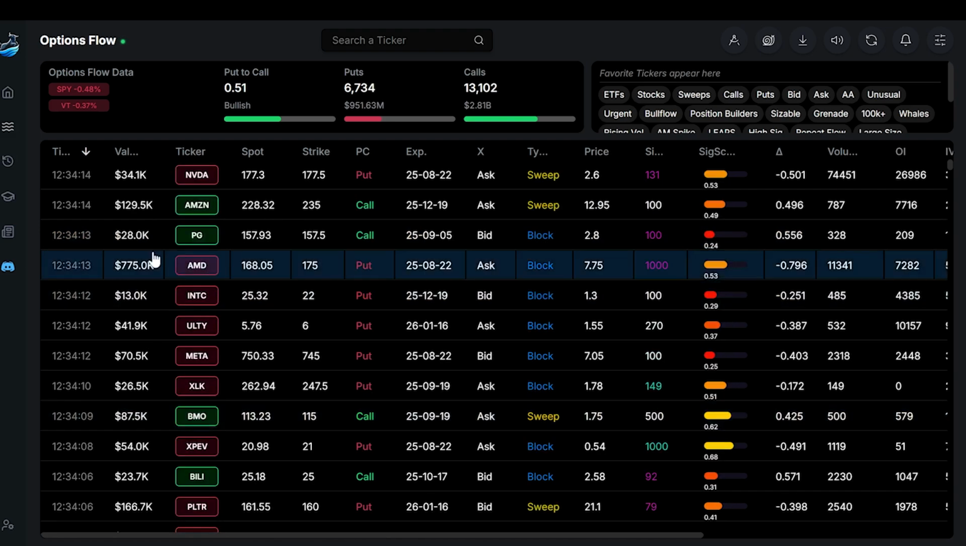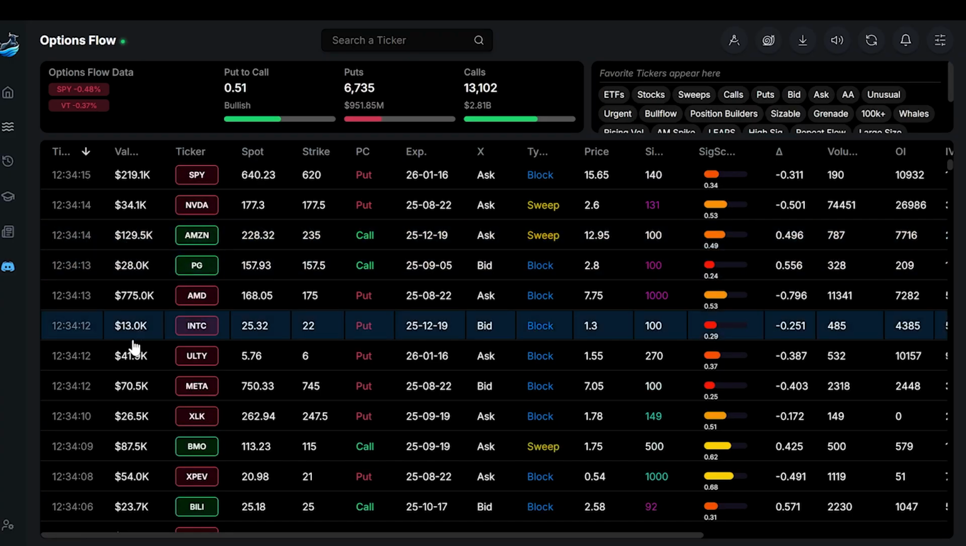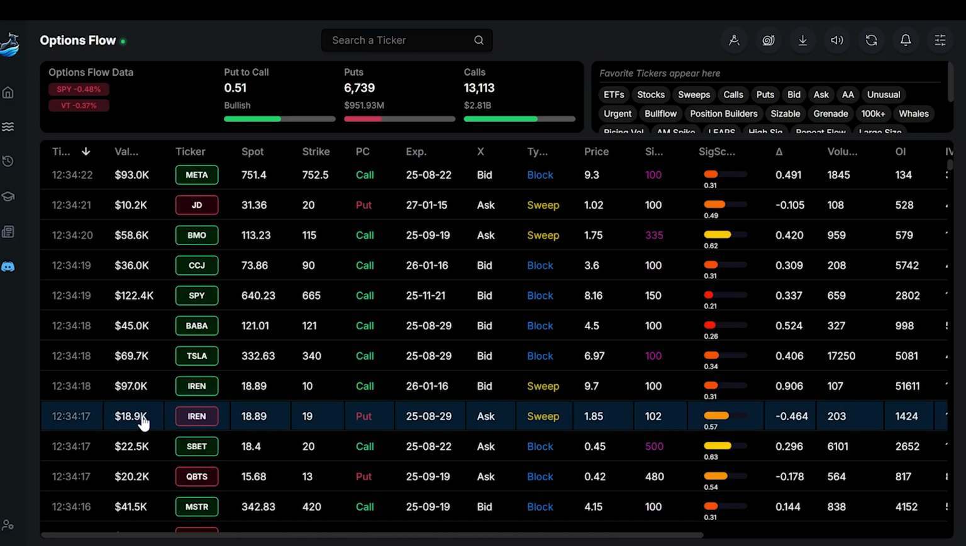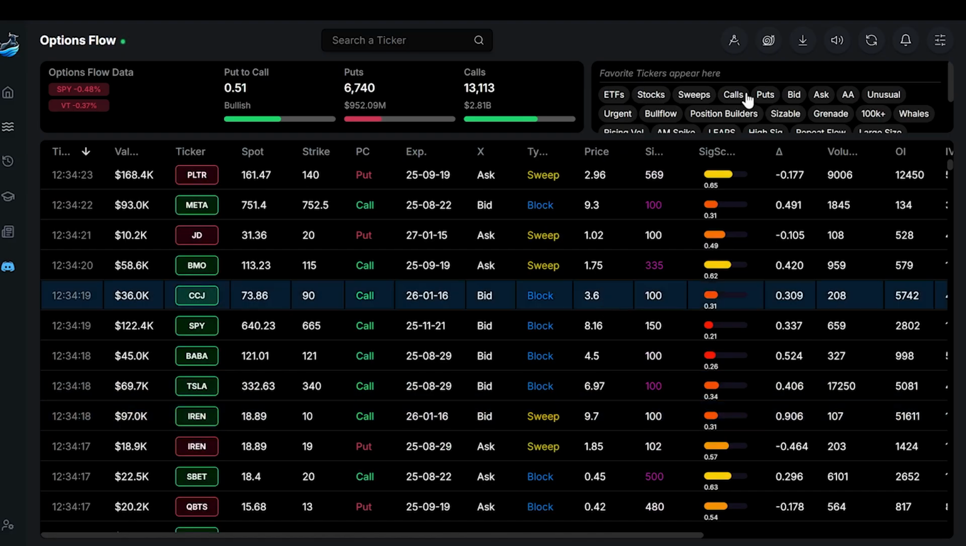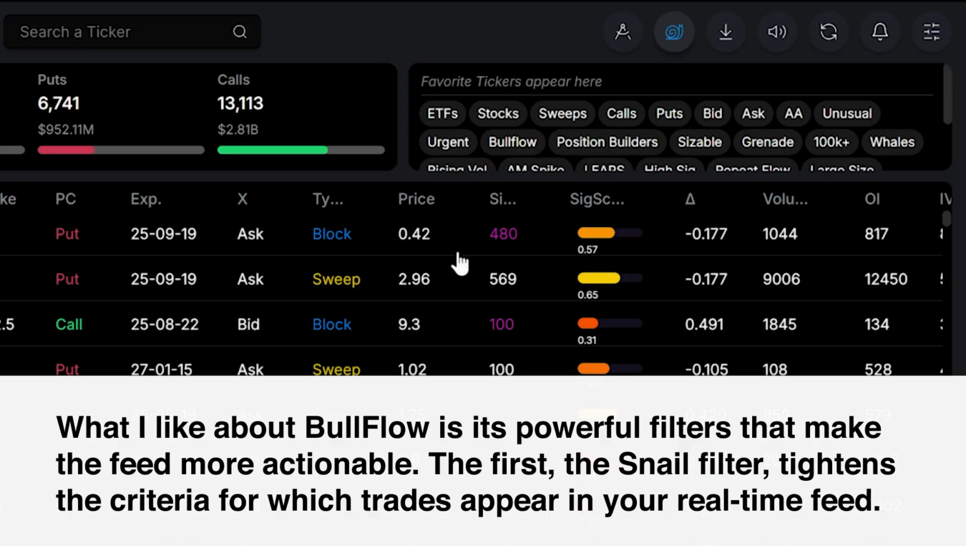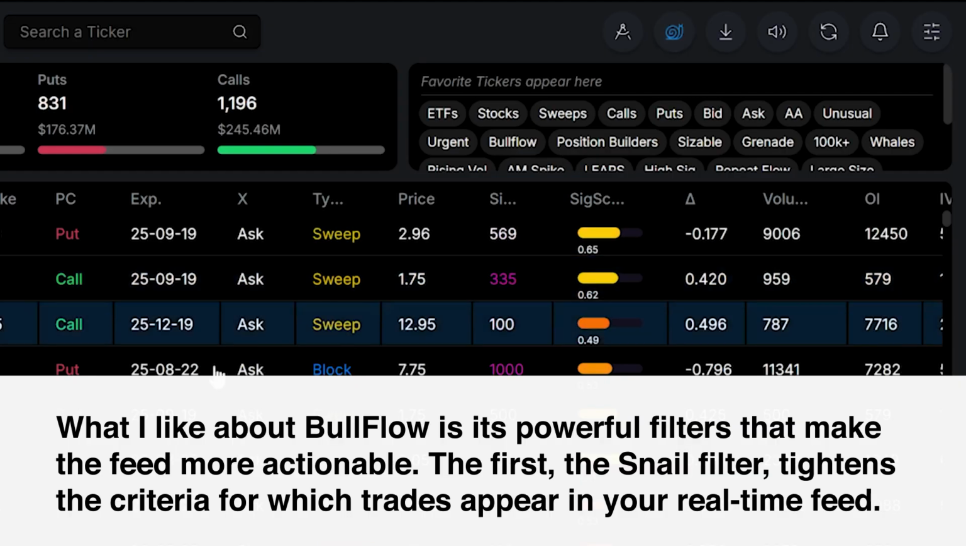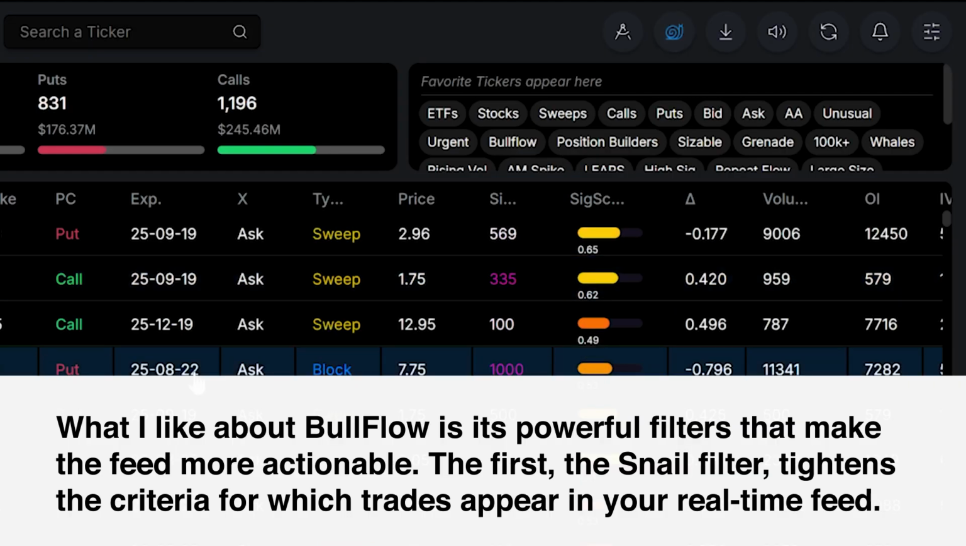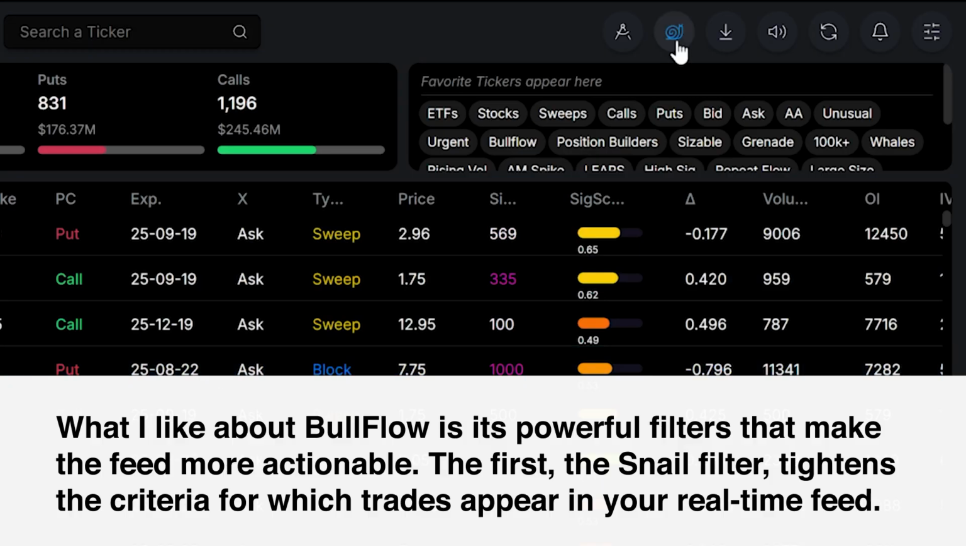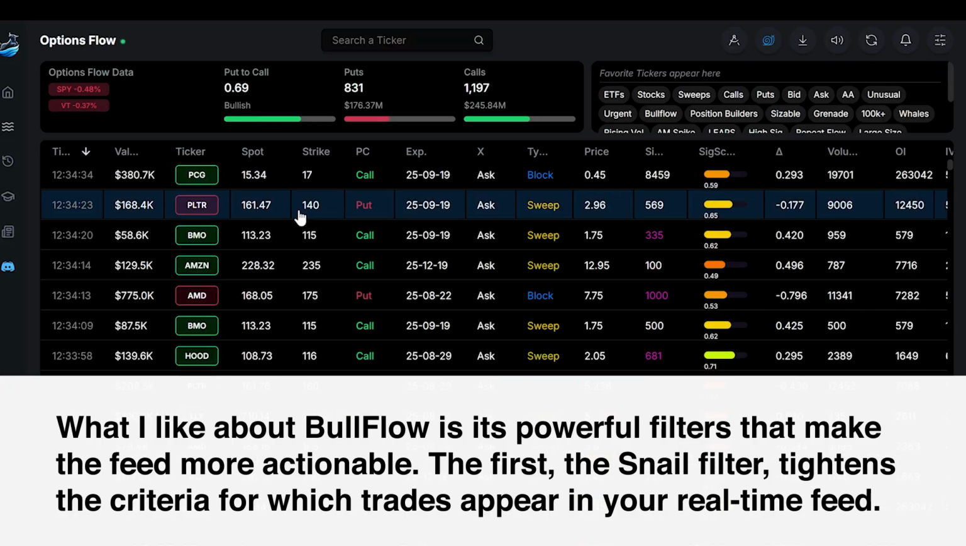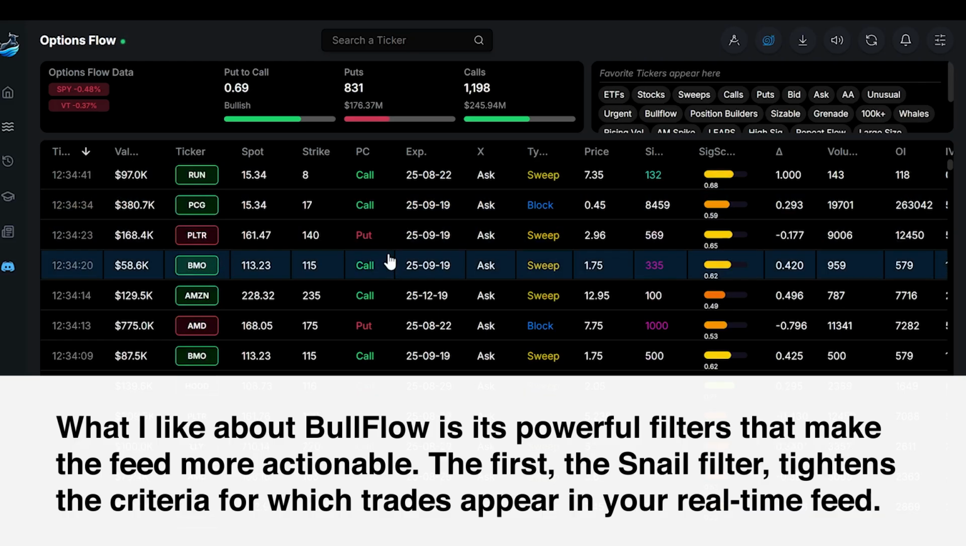So here we can see there's a few relatively small trades, so $13,000. That's likely not reflective of institutional activity. But what I do like is that Bullflow gives you a lot of filters that you can use to quickly make this feed more actionable. So the first one is this snail filter. This is going to put on more restrictive criteria for what trades show up in your real-time feed.